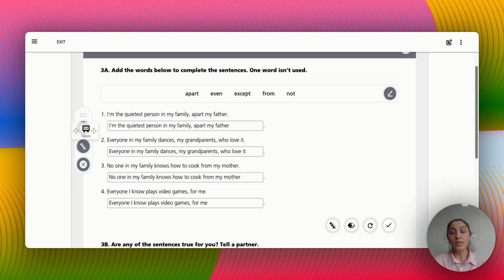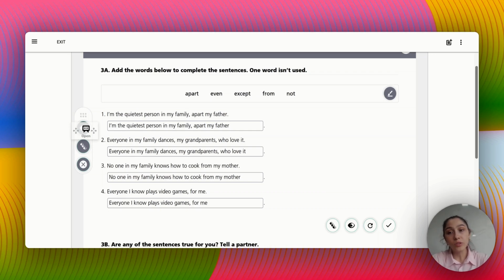And the last one is not even, used to emphasize the complete absence or failure of something, often with an unexpected or surprising outcome. For example, we can say, I didn't even have a chance to say goodbye, which means that in a certain situation, a person didn't have a chance to say goodbye. Maybe she was busy, maybe something quickly happened, and so on.